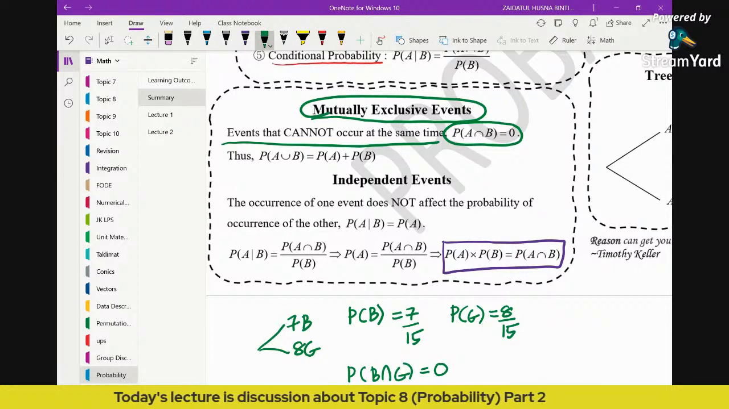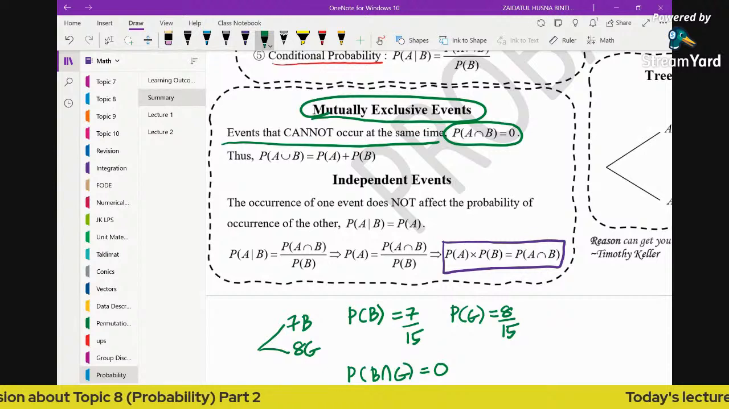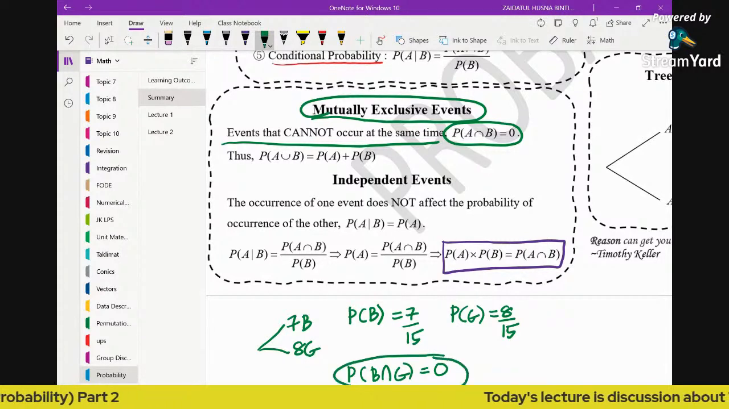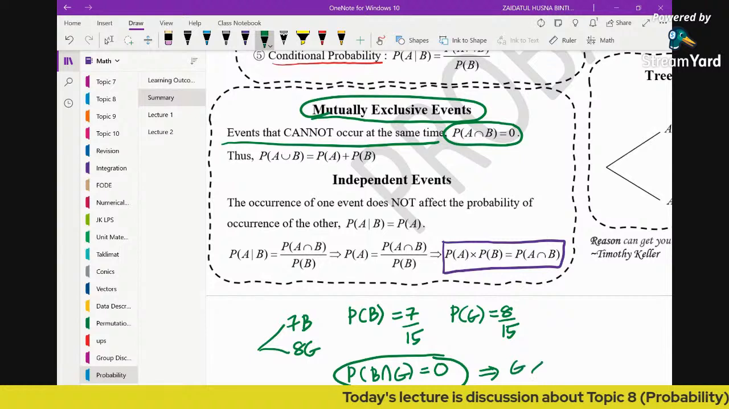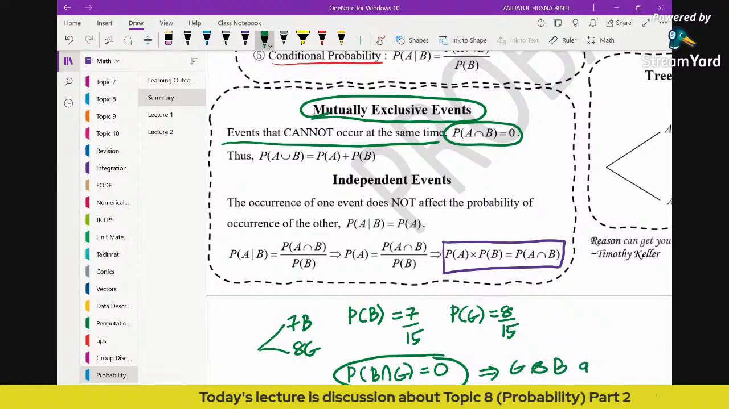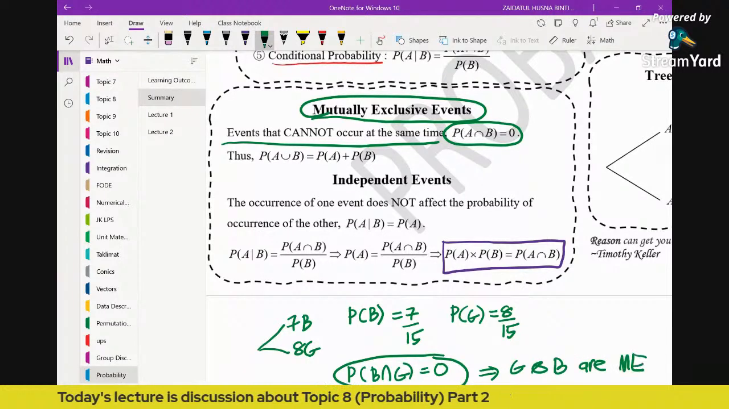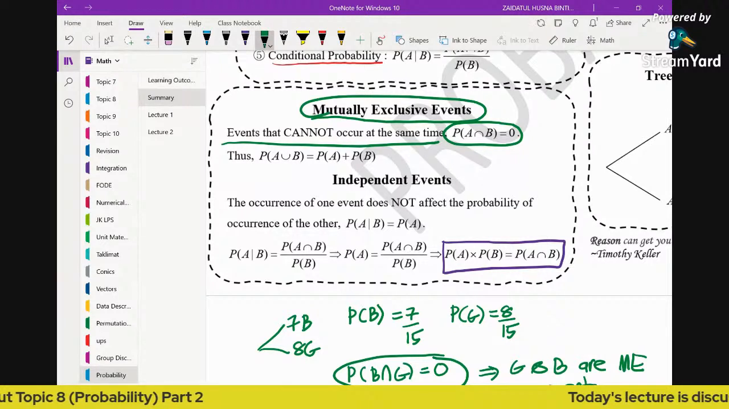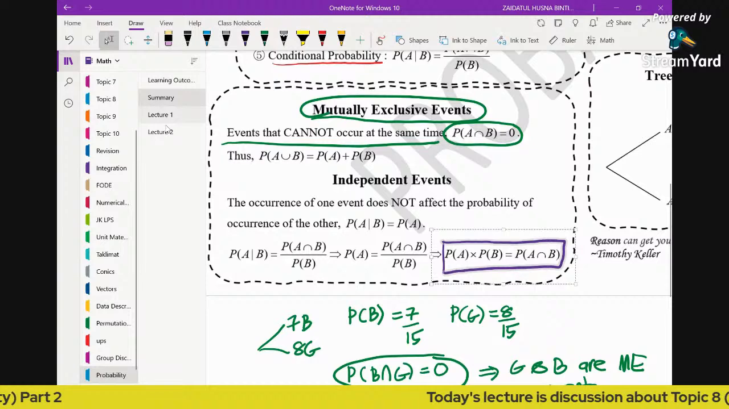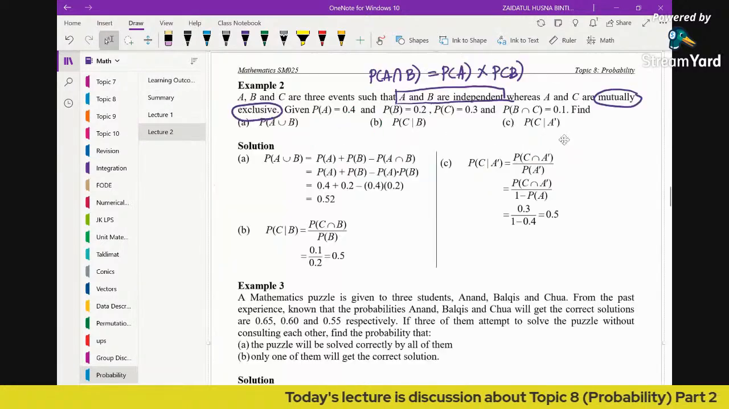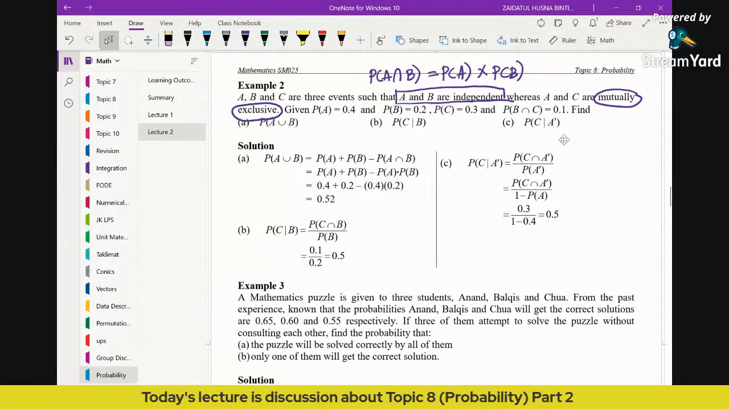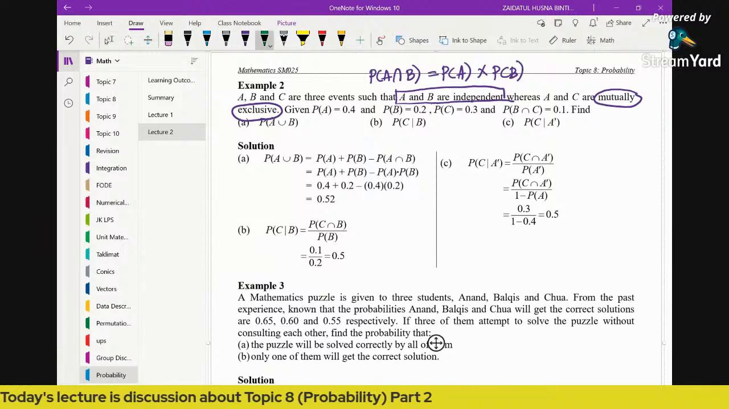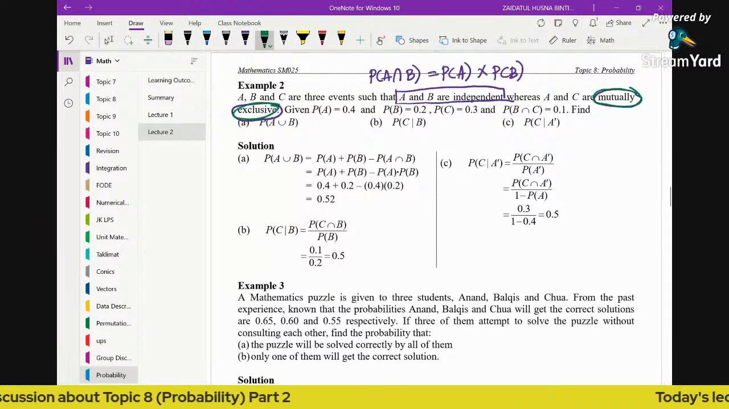Again, mutually exclusive events are two events that cannot occur at the same time. If the intersection is zero, we can conclude that the two events, G and B, are mutually exclusive events. Coming back to the example, it is stated in the question that A and C are mutually exclusive, so we can conclude that A intersect C is equal to zero.